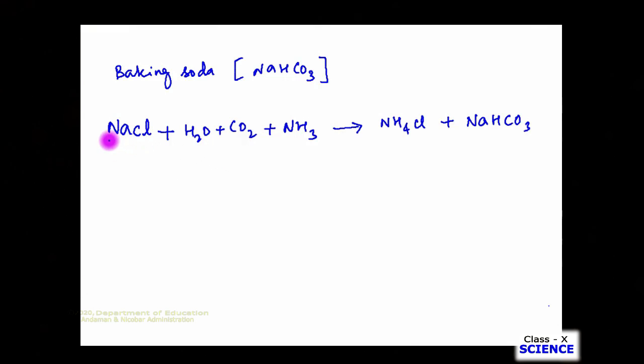So the thing is, you have to remember the four reacting species. Upon chemical reaction, we will get ammonium chloride and sodium hydrogen carbonate, which is our baking soda. In the next section, we will be discussing how the food materials are made soft and spongy with the help of baking soda. Now, let us see the properties and uses of this sodium hydrogen carbonate.